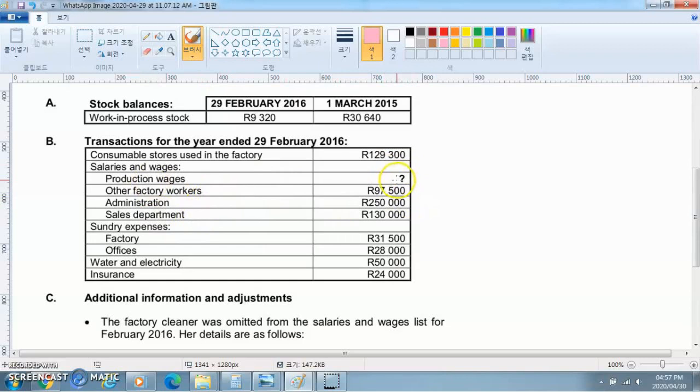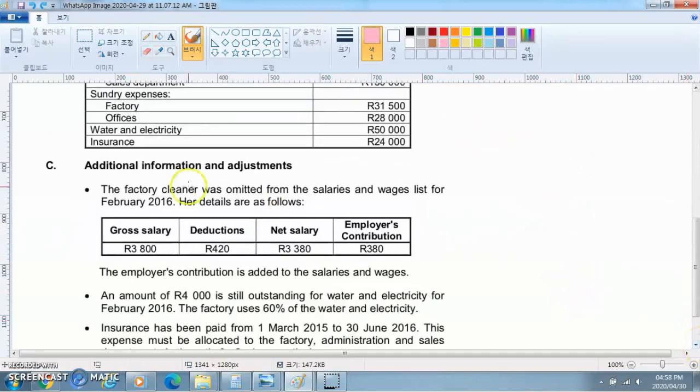There's a question mark, so chances are there might be a question where we have to work it out anyway. Now this one is for other factory workers. Obviously this relates to our factory overhead, because remember, factory overhead includes all the other indirect things that relate to the factory. Okay, so this is 97,500.